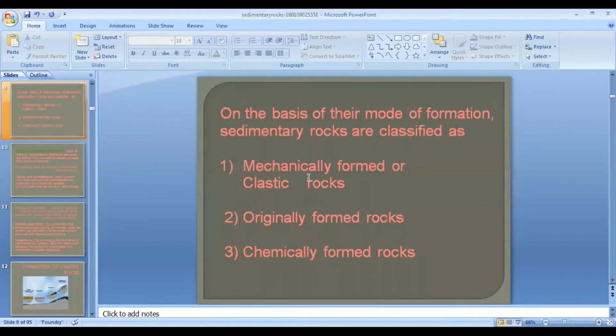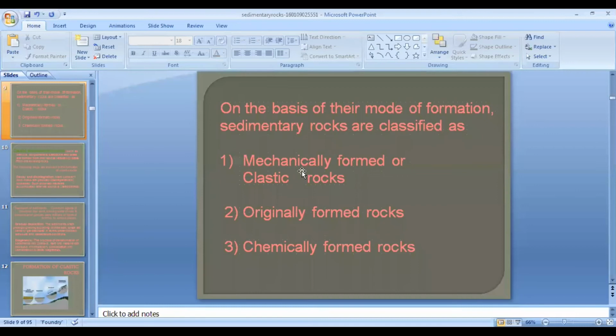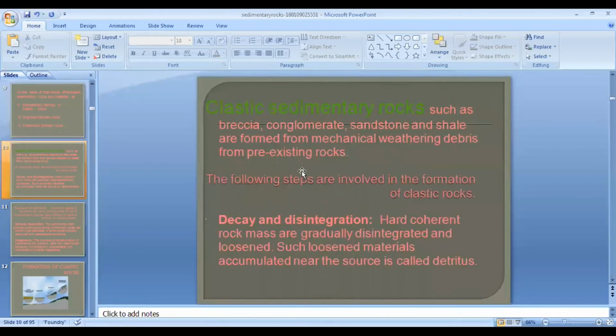So as we have already done, the sedimentary rocks can be classified into mechanically formed or clastic rocks, organically formed, and chemically formed. The clastic sedimentary rocks, as you see, are normally called breccia, conglomerate, sandstone, and shale. They are actually formed by weathering from pre-existing rocks.